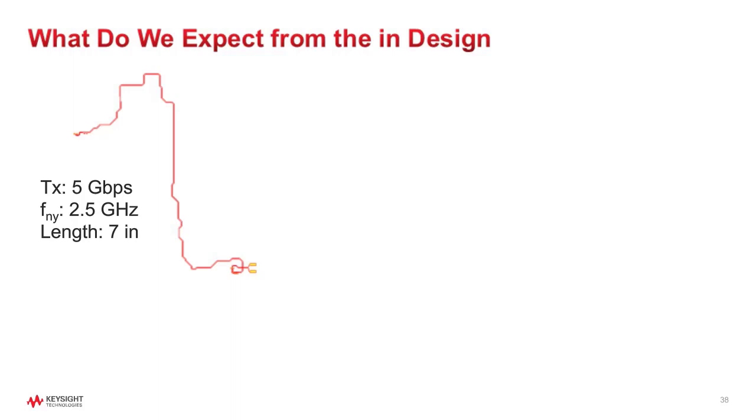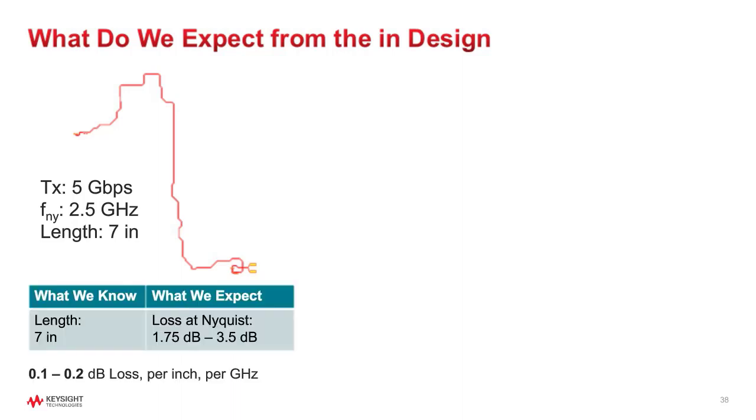We don't want to just say, let's do it. Let's see what happens. We know the rule of thumb now. We can put in the numbers. We're given 0.1 to 0.2 dB per inch per gigahertz. We can take a step and look at what we know. We know the length is 7-inch, and what we expect is the loss at Nyquist is about 1.75 dB to 3.5. That's twice. So the rule of thumb is down there. So this is how we're going to use it.